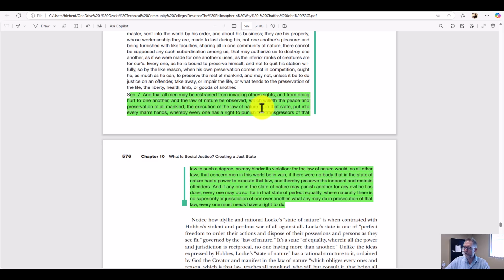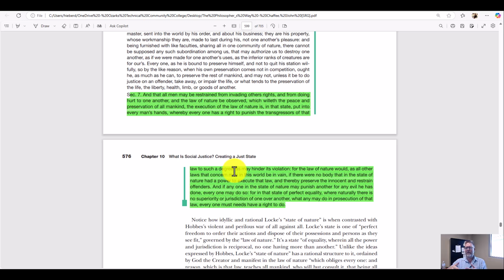So the execution of the law of nature is, in that state, he's still talking about the state of nature, put into everyone's hands. And so in the state of nature, everyone has this duty and responsibility to enforce the law of nature, whereby everyone has a right to punish the transgressors of that law. So oftentimes, people speak about vigilante justice. What we mean by vigilante justice is taking the law into your own hands, meaning that taking it away from the police and taking it into your own hands. But there's only such a thing as vigilante justice if there's a police force, right? If there's no police force, there's no such thing as vigilante justice.